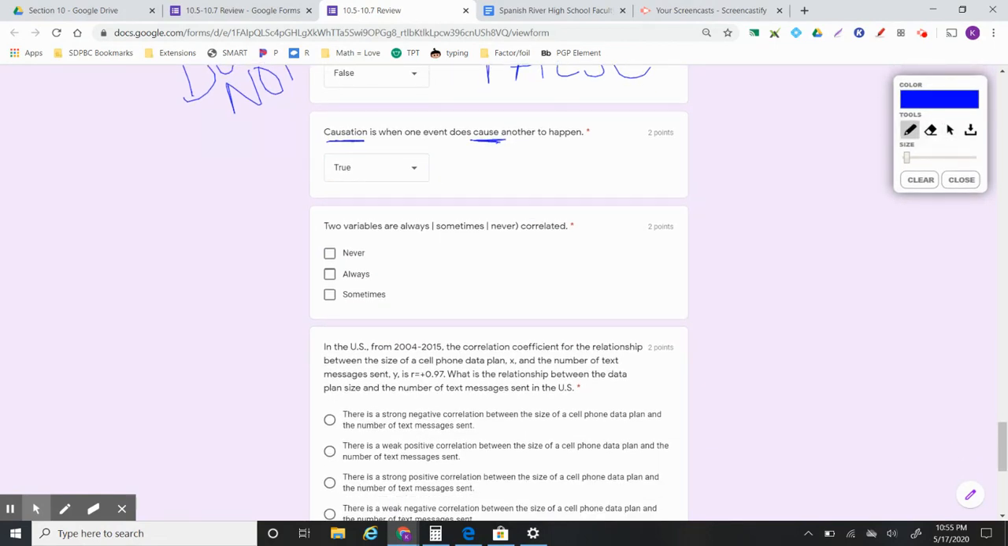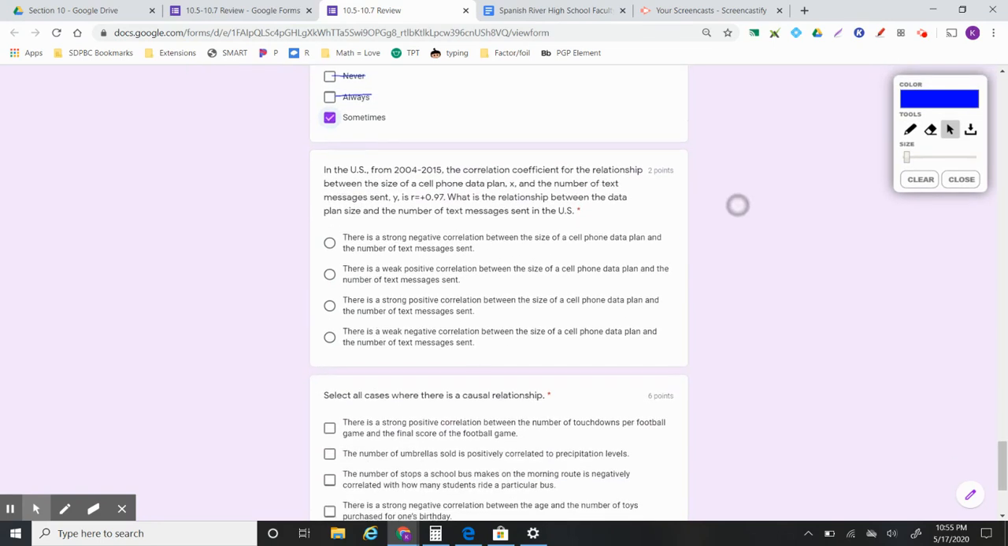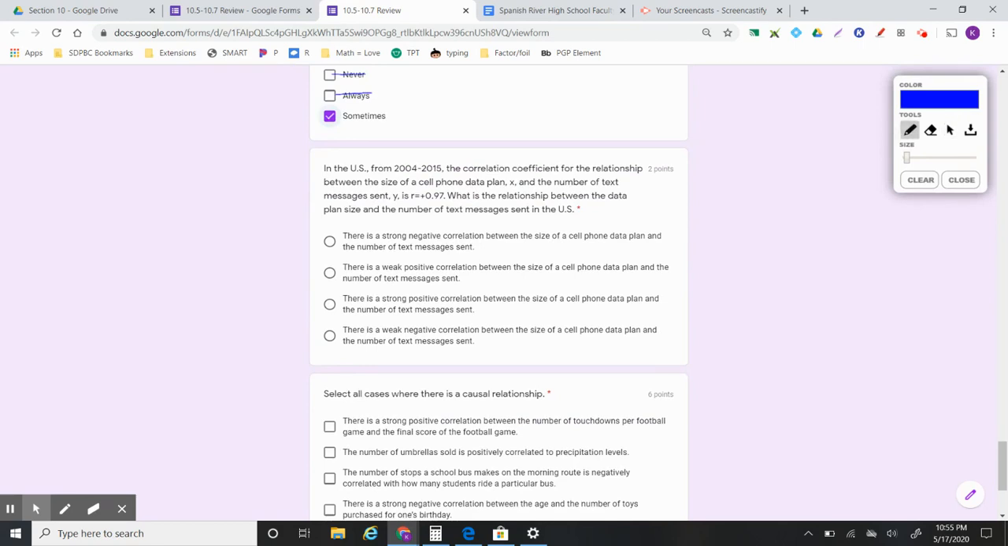Two variables are always, sometimes, or never correlated. It's not going to be always, not going to be never, but it's sometimes. They are sometimes correlated, sometimes not. Okay, this problem: in the US from 2004 to 2015, the correlation coefficient relationship between the size of a cell phone data plan and the number of text messages sent is r equals plus 0.97. What is the relationship between the data plan and the number of text messages?